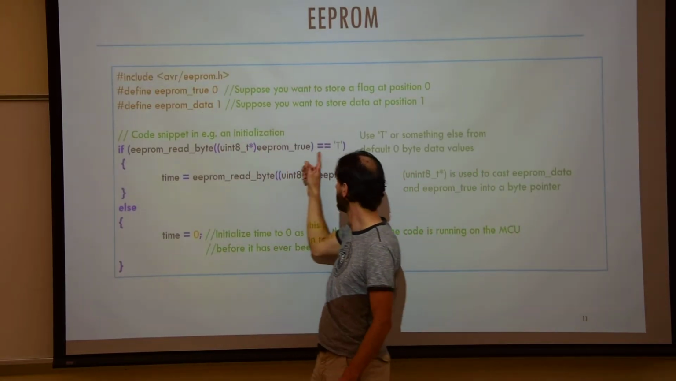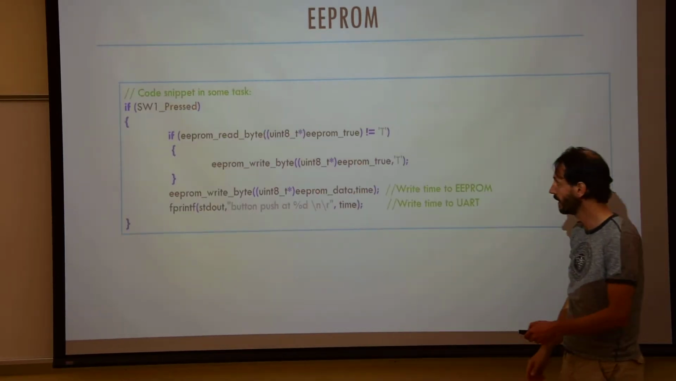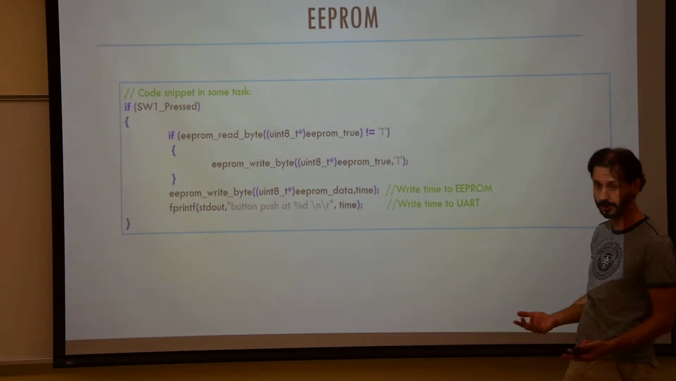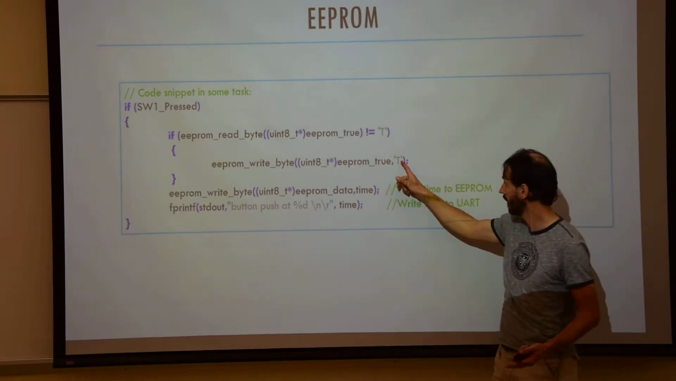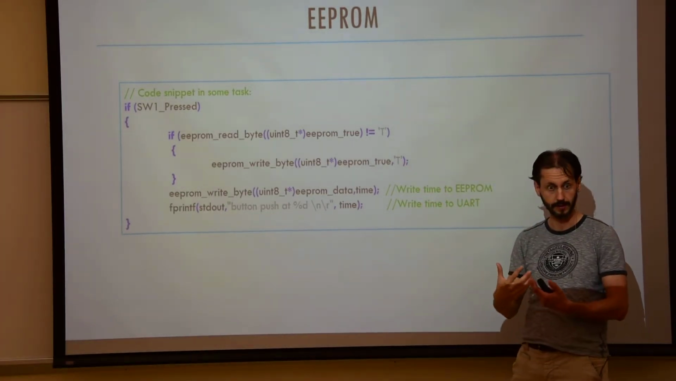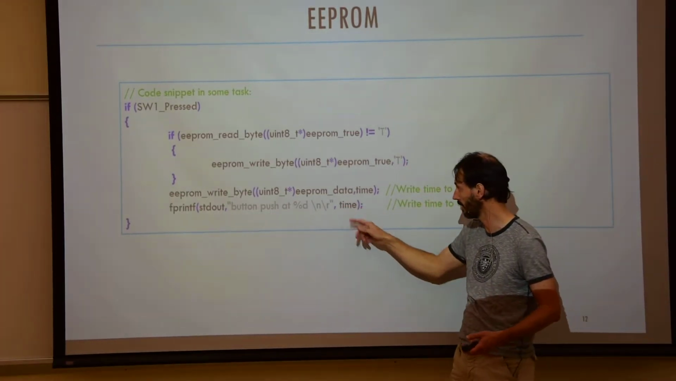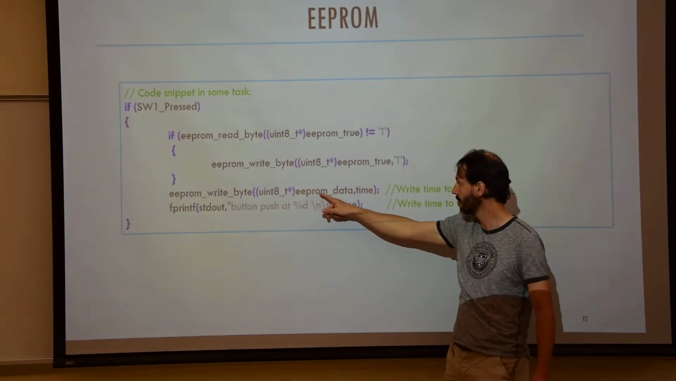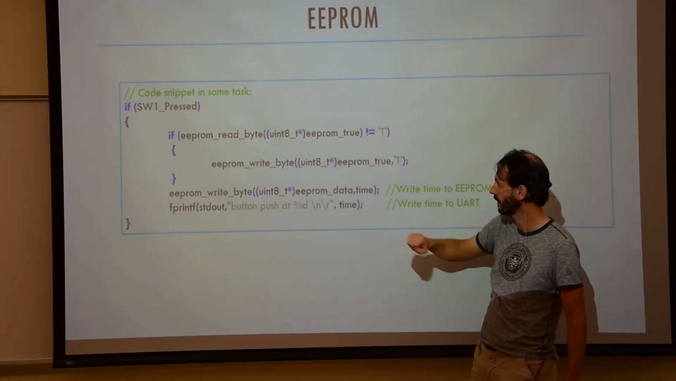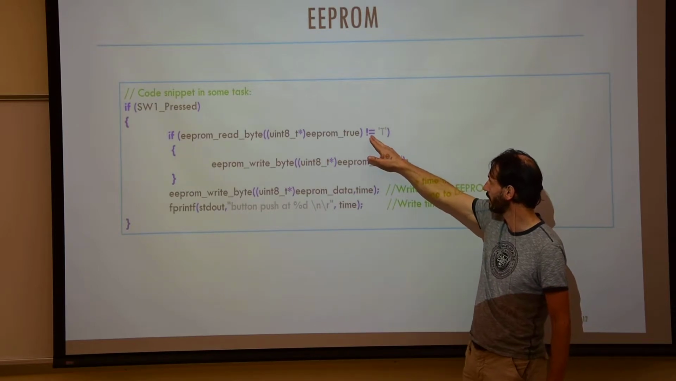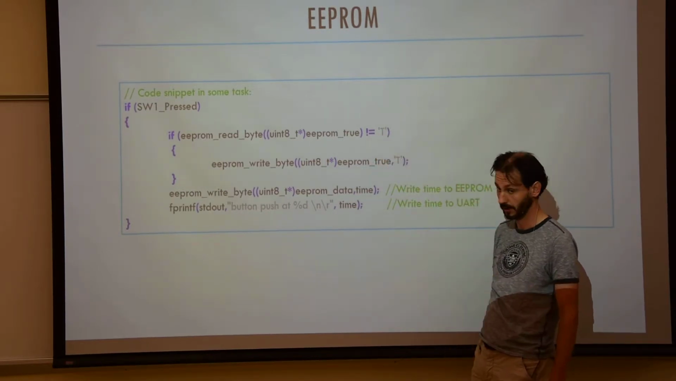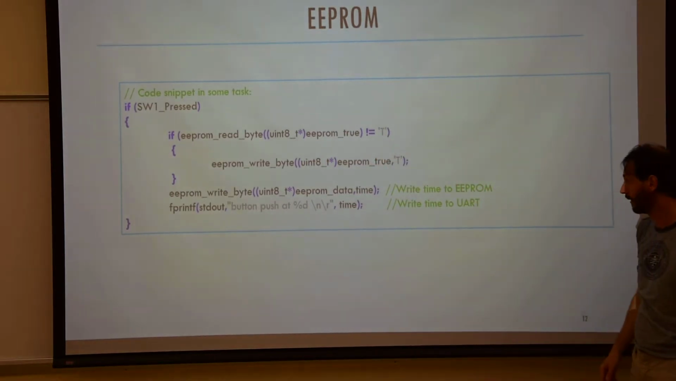So now we write the capital T, the character T, and it indicates that we actually have something that means something like a time written at EEPROM data address. Now you only do this if this is not already equal, of course, to the true character. So that's how you would go ahead.